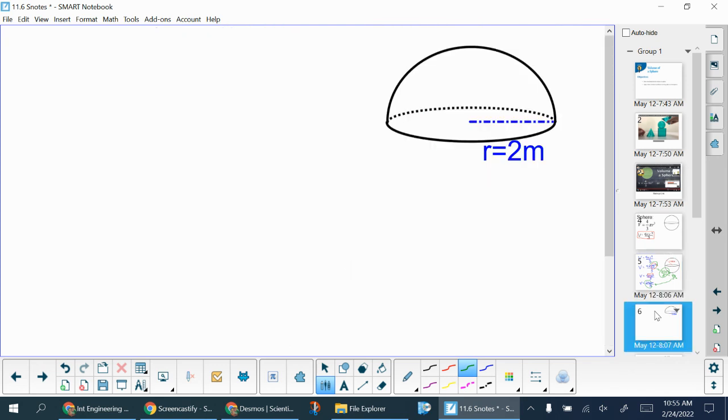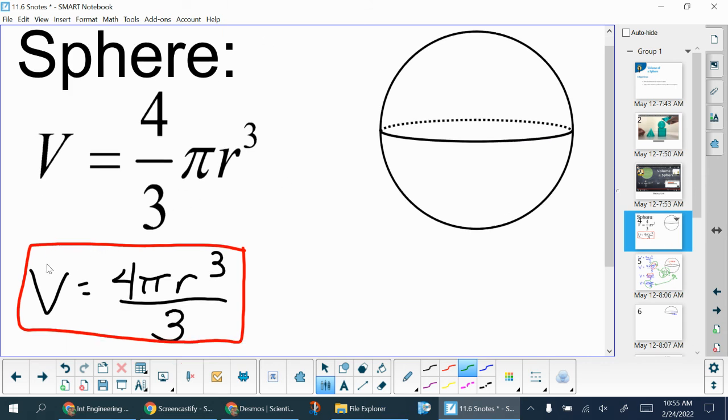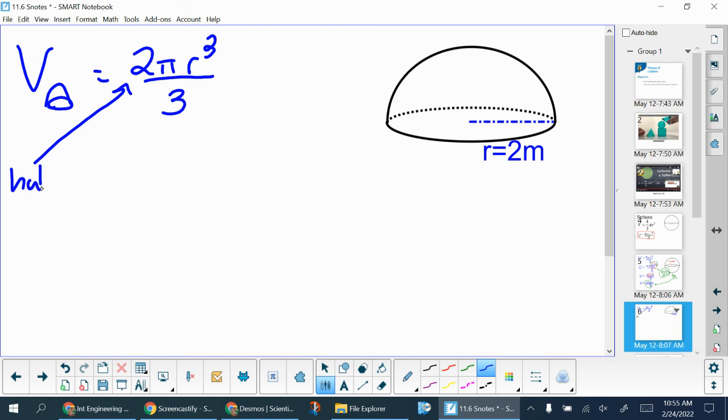Okay, let's talk about a hemisphere now. A hemisphere is just half of a sphere, and so as long as we are talking about volume, it's as simple as taking half of the volume. We could find the volume of the whole sphere and then just divide it by 2. We could also say, if the volume of the whole sphere is 4 pi r cubed over 3, the volume of half of a sphere is going to be 2 pi r cubed over 3. That's just half of what it was.